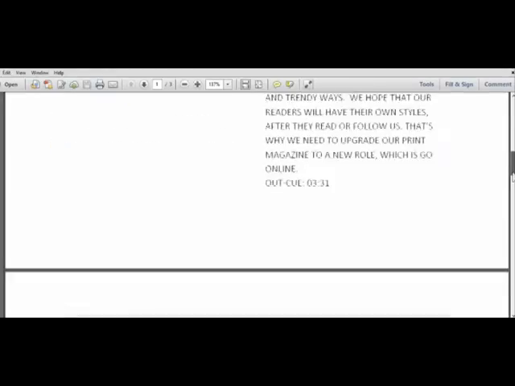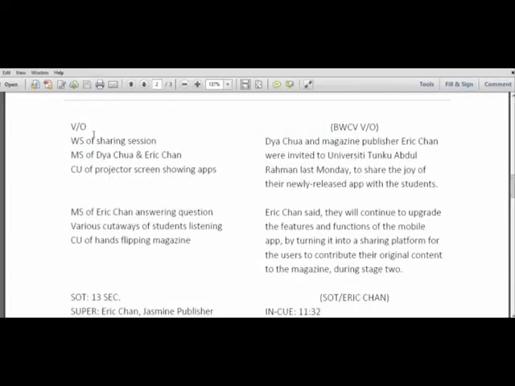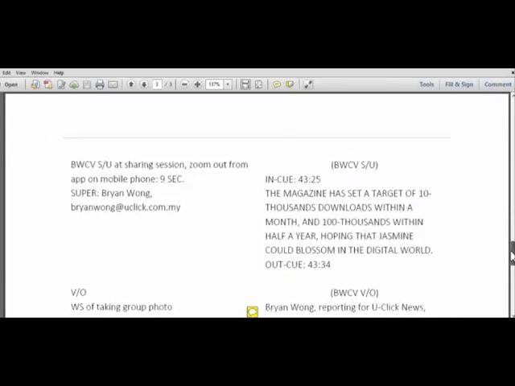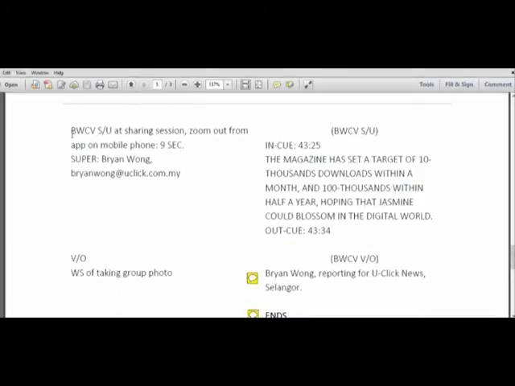And whenever you want to go back to your narration after the soundbite, just write VO on the left hand side and bracket your initials VO on the right hand side. That's simple. As for stand-upper, just write your initials S/U, which stand for stand-upper, roughly indicate where you did your stand-upper, followed by the duration of your stand-upper.